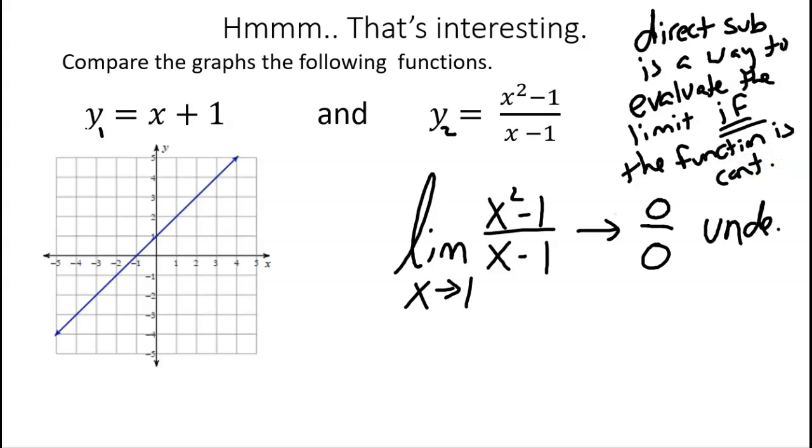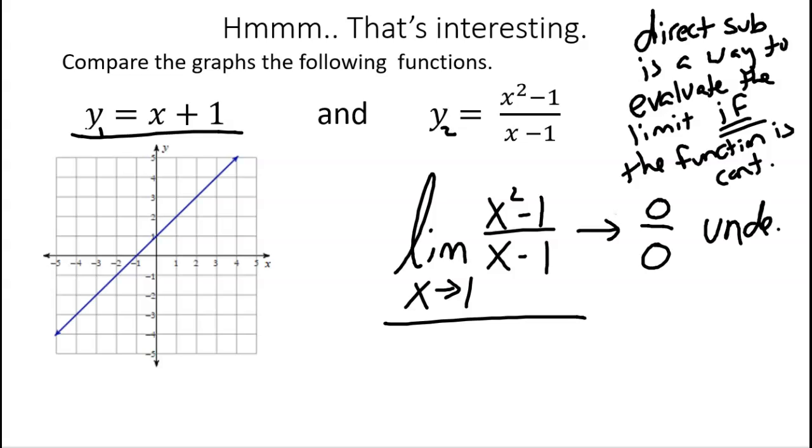Okay, so if a function is continuous, then direct substitution is the way to go. You just plug in your value for x, and the y you get is the answer. So if I tried to find the limit of this, all I have to do is plug in 1, I've got my answer. But over here, since this function is not continuous at the value x equals 1, we can't really use direct substitution to find the limit.